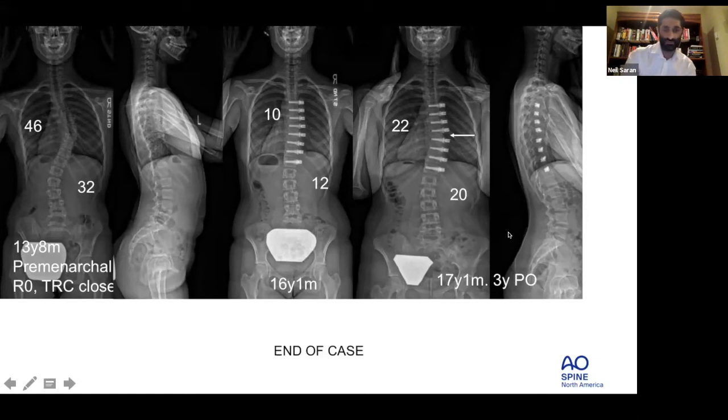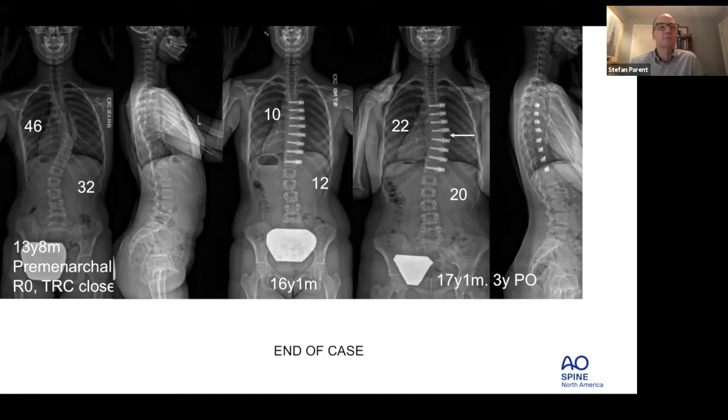I don't know, comments from you guys about this? No, I think it's a great case. It shows you that you go through growth modulation, you get some correction, and it gives you a sense of where the body wants to go. Like that left upper shoulder is pushing it down. So it's pushing at the apex. It's pushing towards the apex of your curve.